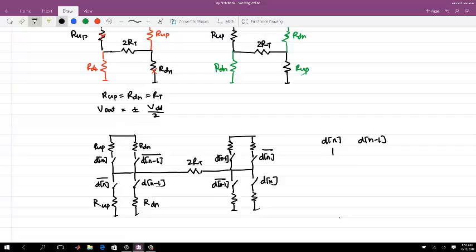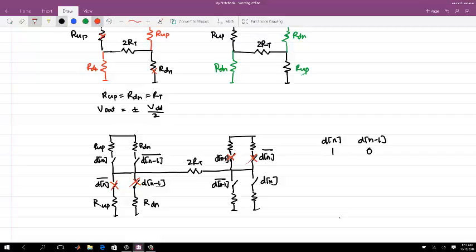So see the case when D of n is 1 and D of n minus 1 is minus 1. So I'm using 1, 0 and 1, minus 1 like logic and the sign. Just one or the other. So when D of n is 1 and D of n minus 1 is minus 1, or if you want you can say that this is 0 here, right? In that particular case, you see that this switch is off, right? And this switch is also off. Here this one is off and this is also off. So you are having R up and R down in parallel at the top.